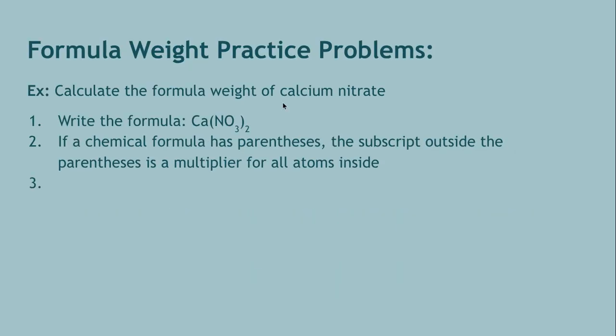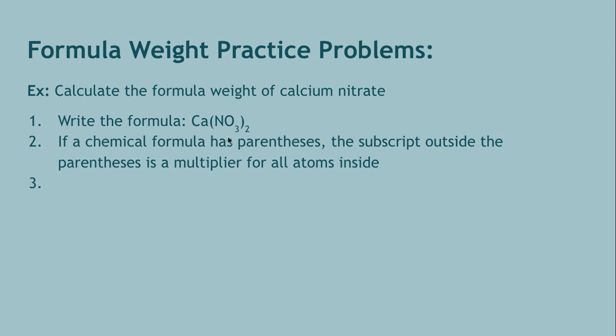So going in to apply this, we're going to look at a practice problem for formula weight. And the example it gives us is: calculate the formula weight of a calcium nitrate ion, or just calcium nitrate. And essentially what you're first going to do is write down the formula, which is Ca(NO3)2, because this is a charge of 2 and this is a charge of 1.